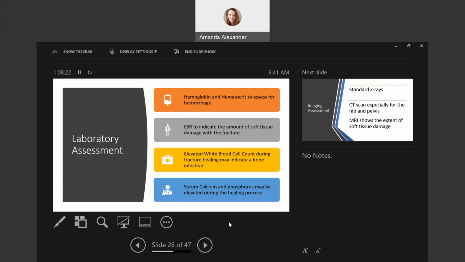Serum calcium and phosphorus may be elevated during the healing process. So if you remember the structure of the bone, we have phosphorus and calcium within the bone. If the bone fractures, it's going to seep out into the bloodstream. So when it talks about serum, they're talking about how much calcium and phosphorus is actually in the blood, okay?